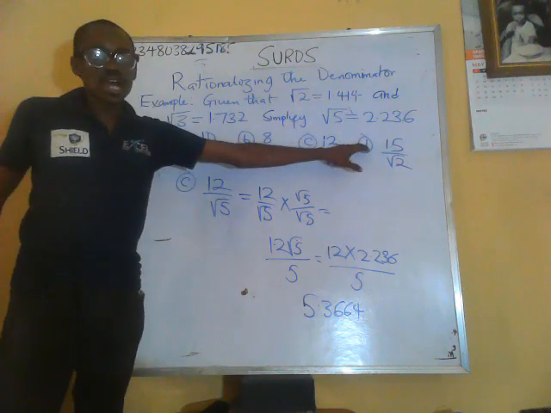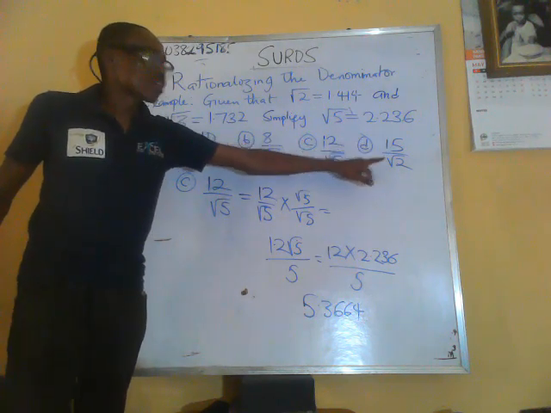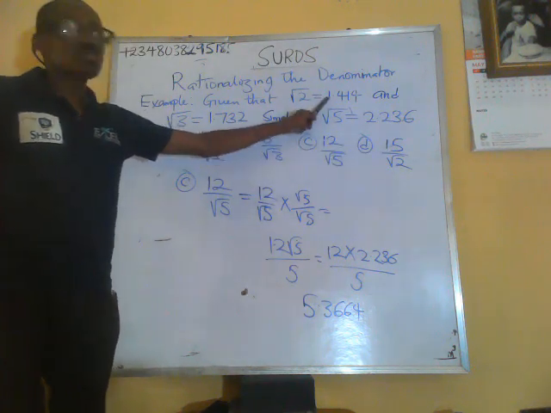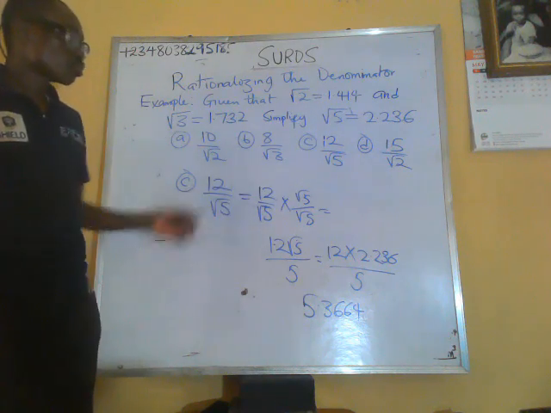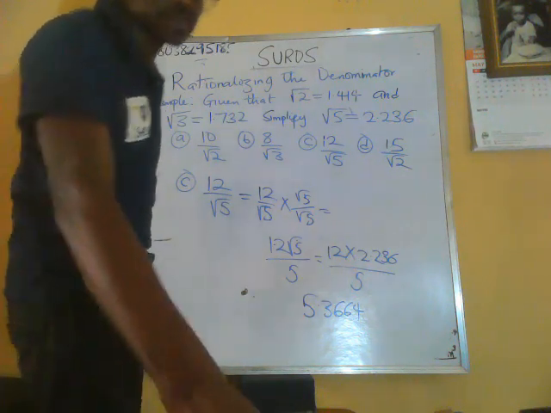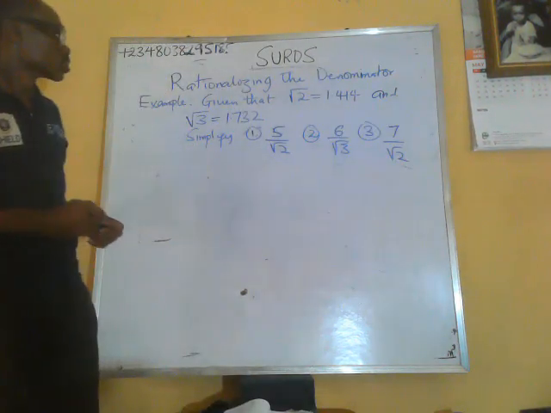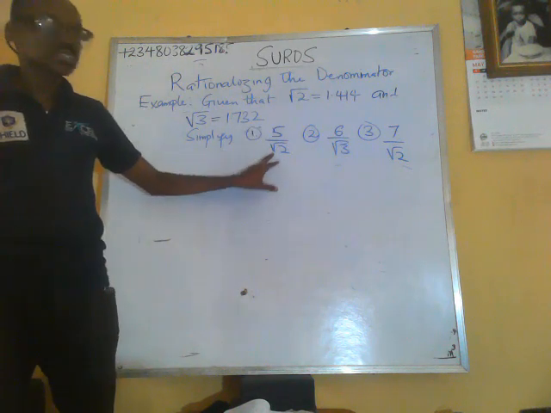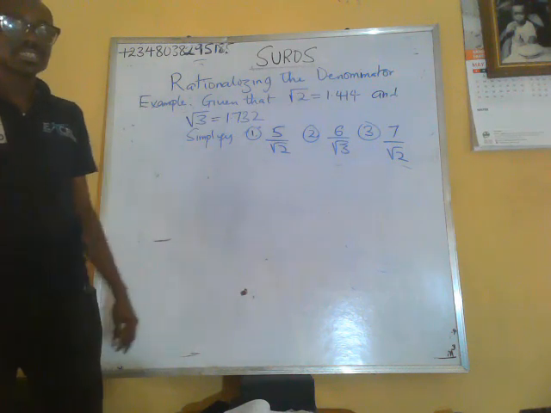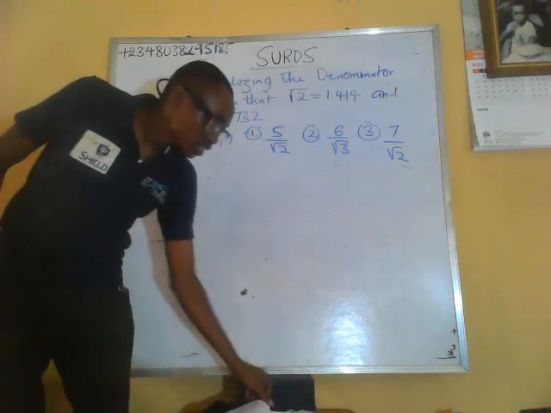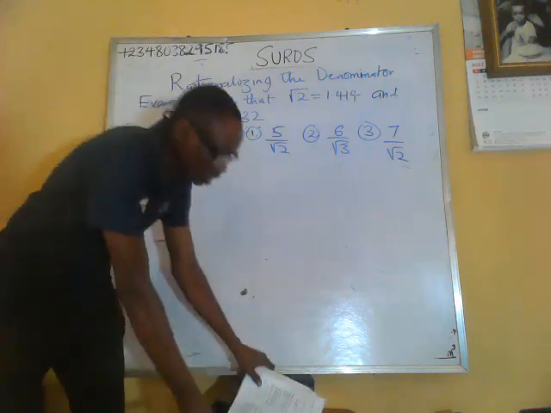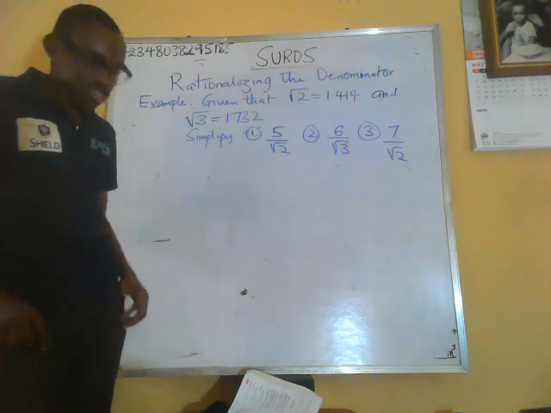You can try to solve the last one, 15 over root 2, by rationalizing it. You are going to rationalize the denominator before you substitute the value of root 2. I'm also going to give you more practice exercises: simplify these, given that root 2 is this and root 3 is this. These are your practice exercises. With these, we've come to the end of our lesson on rationalizing the denominator.